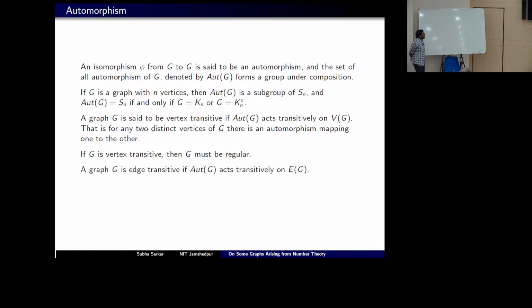Similarly, a graph is said to be edge transitive if Aut G acts transitively on the edge set. That means if I have two edges, say e and w, then we can have some automorphism phi which takes e to w. Here is an example of a graph which is edge transitive but not vertex transitive. If we take the complete bipartite graph K m,n, this is an edge transitive graph, but if m is not equal to n, this is not a vertex transitive graph.